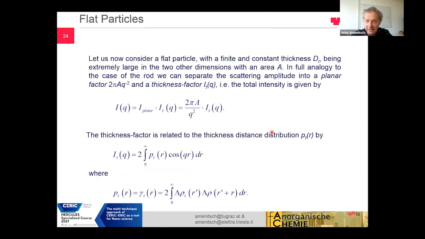Now going to the other extreme case, these are flat particles. What changes here is that you have 1 over q squared. You have two infinite dimensions, so you have a 1 over q squared dependence. You have here the intensity term, which is correlated with the thickness. So you have a one-dimensional Fourier transformation. This means you have a cosine term, and you have the thickness distance distribution function, which is a one-dimensional overlap integral, which is shown up here.